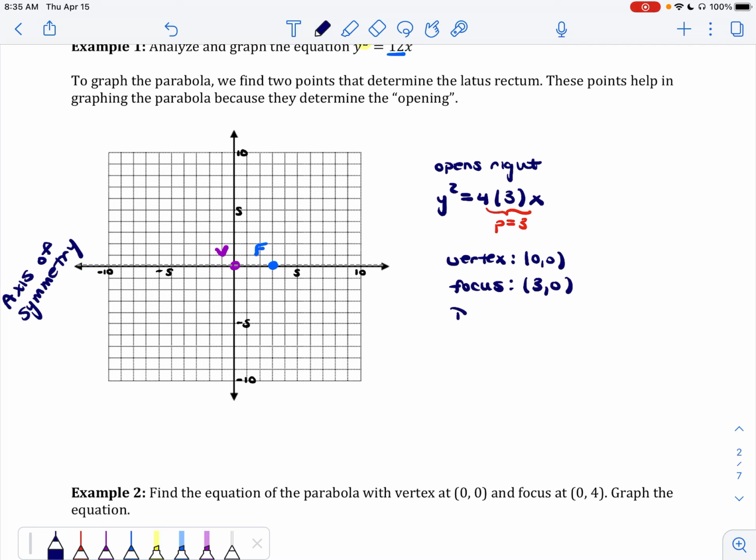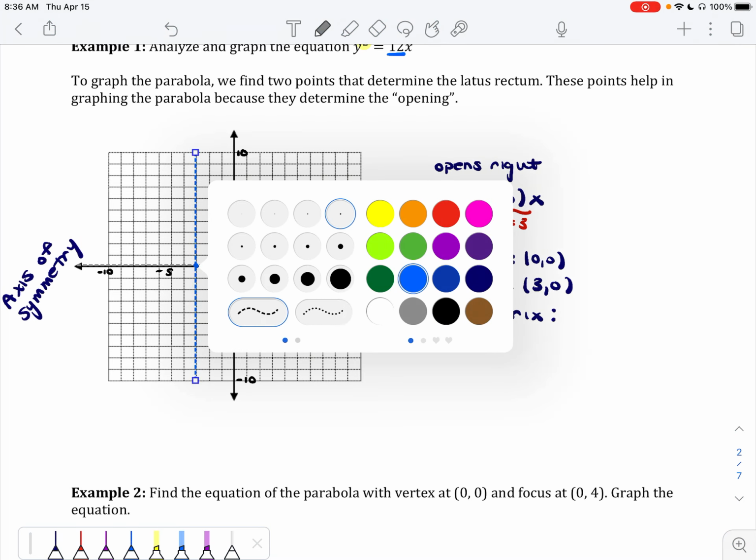Then the directrix line. Remember that the directrix line is always going to be perpendicular to the axis of symmetry. So since our axis of symmetry is horizontal, the directrix line is going to be vertical. And again, the p-value tells us the distance from the vertex to the directrix line, but it's going to be in the opposite direction of the focus. So if we start at the vertex and go 3 units to the left now, so 1, 2, 3 units left, we can draw in our directrix line perpendicular to the axis of symmetry.